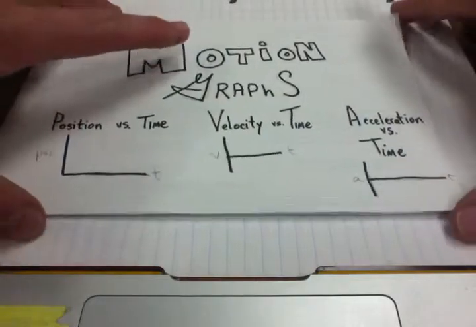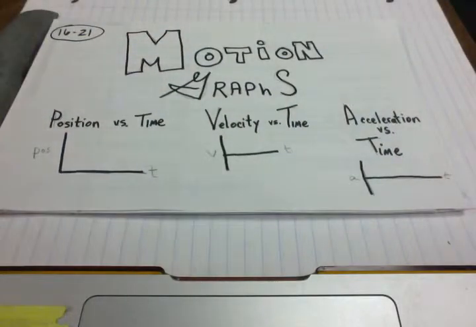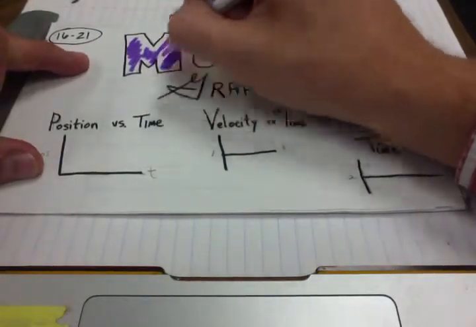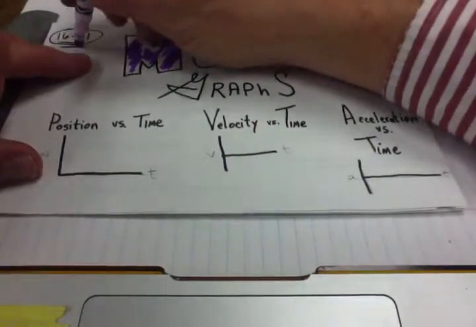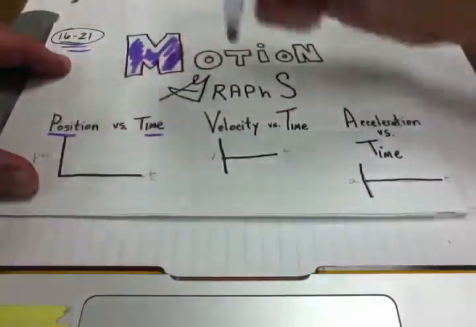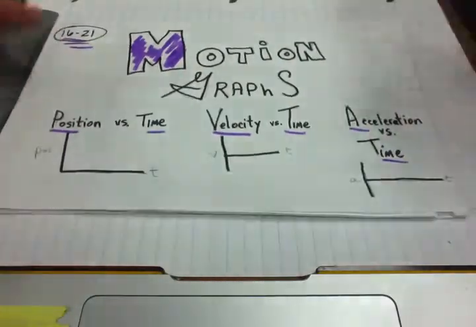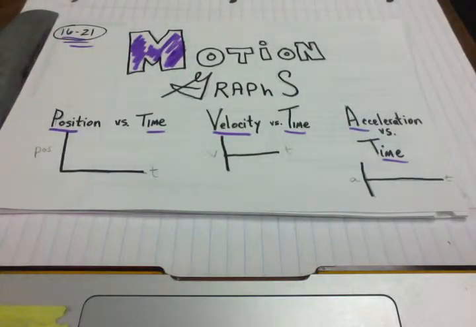Okay, motion graphs. I am going to finish this, but it'll probably be a separate link. So we're going to look at position time graphs, velocity time graphs, and acceleration time graphs, and help you try to make sense of all of those.